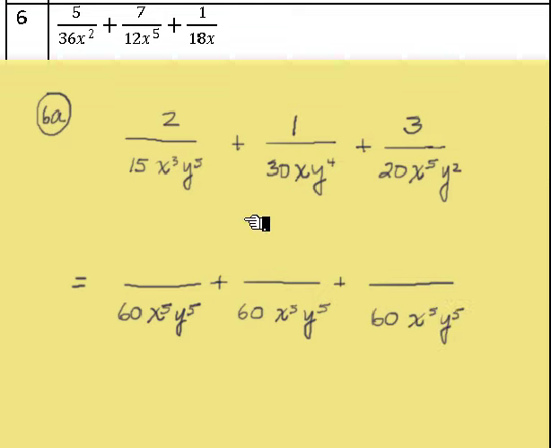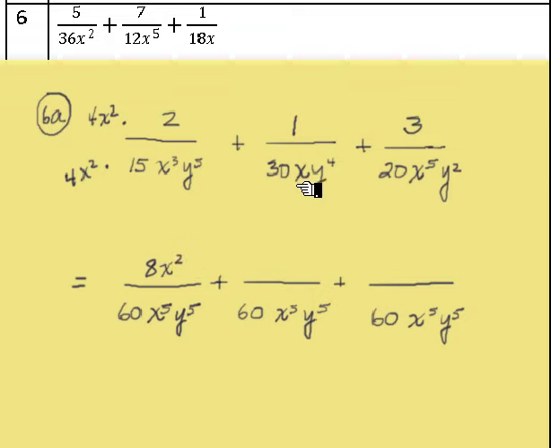All right, let's figure out the numerators. Here we need an equivalent fraction with this denominator. Okay, so we have to multiply 15 times 4. X cubed, we have to multiply by x squared. And we don't have to multiply y to the fifth. So this numerator is 8x squared.